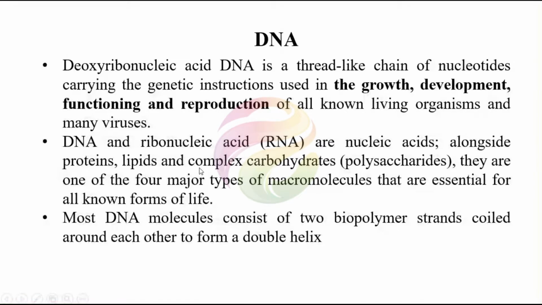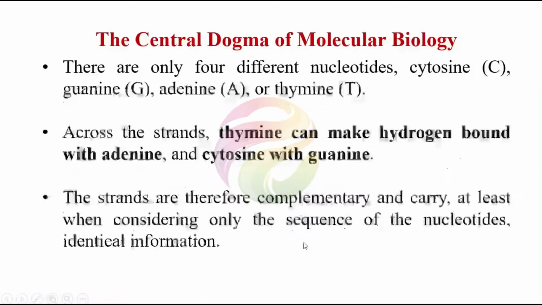If you talk about the cell and the large molecules of the cell, the macromolecules, the complex molecules, these are the DNA, RNA, proteins, lipids, and carbohydrates. So these are essential for all forms of life. Okay, most DNA molecules consist of two biopolymer strands. DNA, as we know, is a double helix, and those are biopolymer strands, and both strands go together around each other to form a double helix.